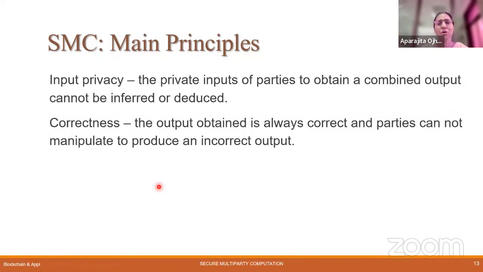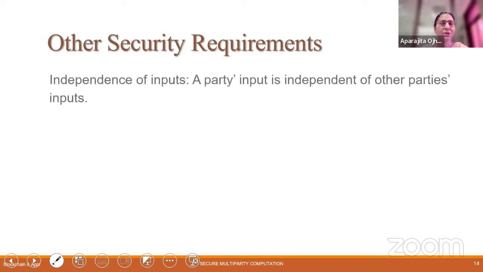Number 2, correctness. The output obtained is always correct. If the parties have given correct input, the output is always correct, and parties cannot manipulate to produce an incorrect output, right? Other security requirements also include independence of inputs. So a party's input is independent of other parties' inputs.